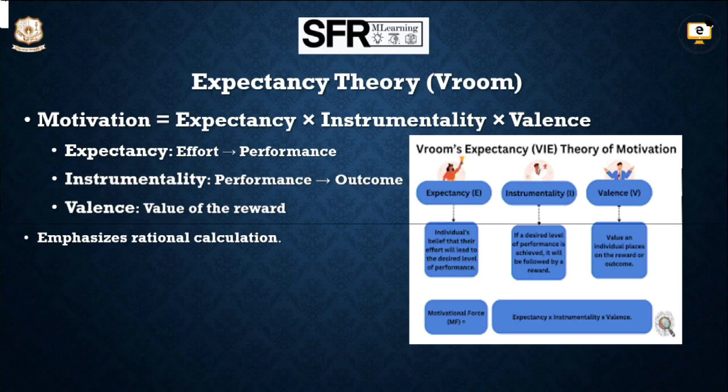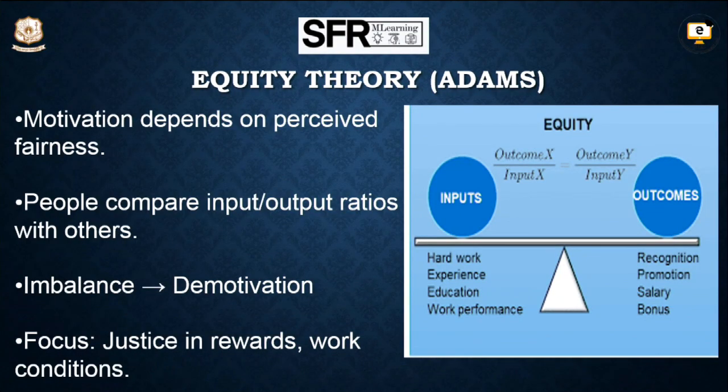And the next one is equity theory. According to Adams' equity theory, motivation depends on perceived fairness. We can see in the diagram that it shows the input you have been given and what you receive through the outcomes. That is what is mentioned in the picture: outcome by input is equal to outcome by input of the other person. So motivation depends on perceived fairness. People compare the input-output ratio with others; imbalance leads to demotivation, and focus is on rewards and work conditions.